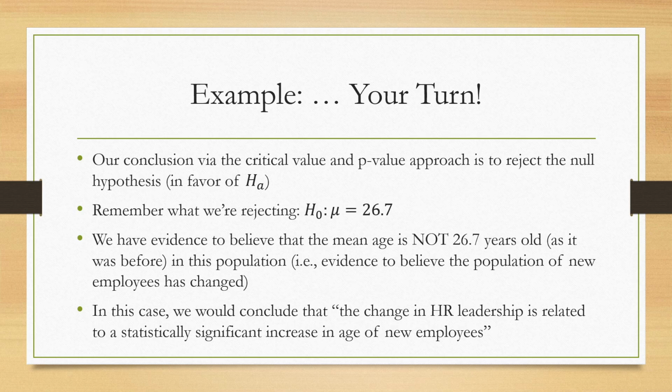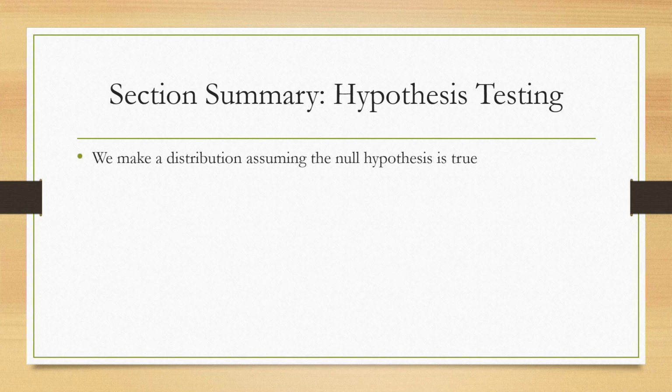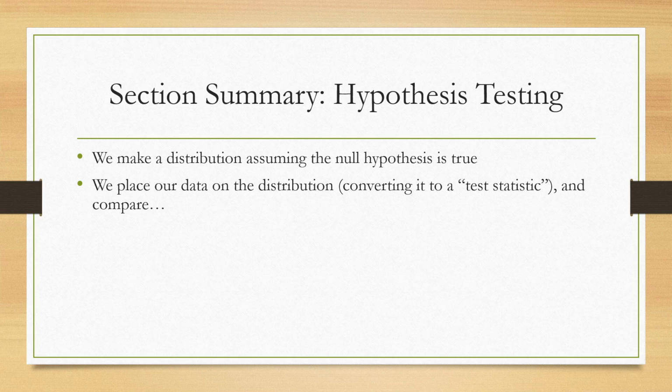All right, well, let's go on and close out with a summary of some of the information that we've talked about for hypothesis testing. So the idea behind hypothesis testing is we start with our default beliefs and we acknowledge those. Using those, we make a distribution, assuming our default beliefs are true. Ultimately, we place our data on the distribution, converting it into a test statistic, and then we compare our data, the test statistic, to the distribution and see, does that data seem to align with the distribution or not very much?